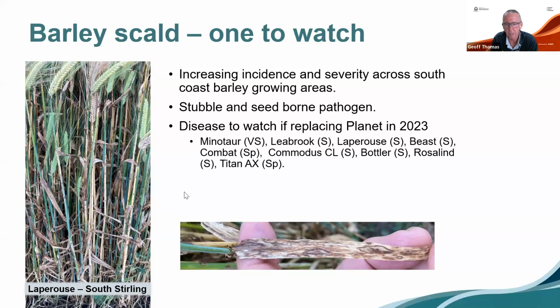Linking to the statements I just made about net blotch, growers that are looking to replace Planet in this growing season need to be aware of the resistance status of the variety they're using to replace Planet, and understand that many of those candidate varieties are susceptible or worse for scald, and we would consider that to be a disease to watch in that south coast region. One of the things we do know is that it's a fast-moving disease, but the experience would suggest that it can be managed with proactive fungicide approaches.